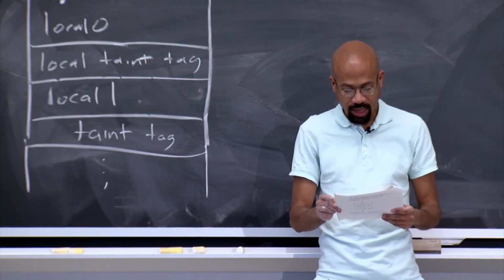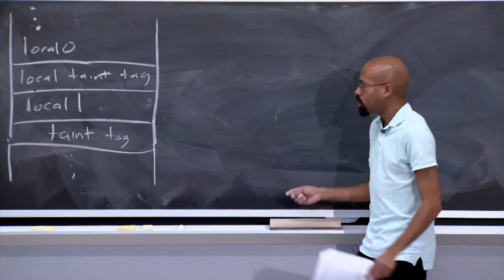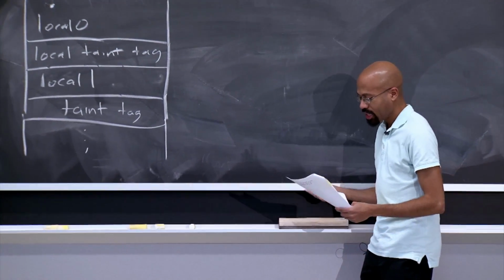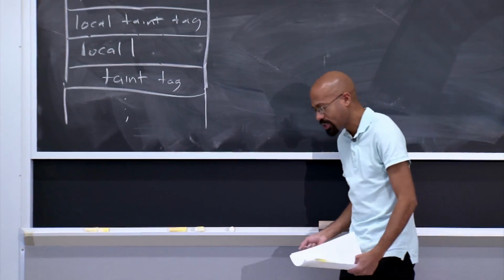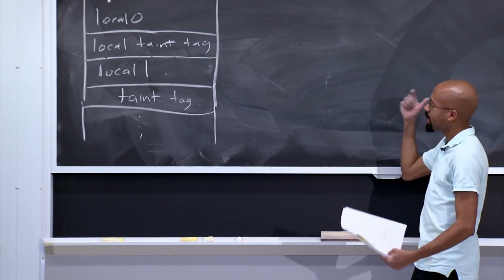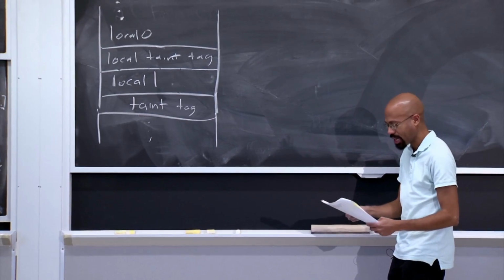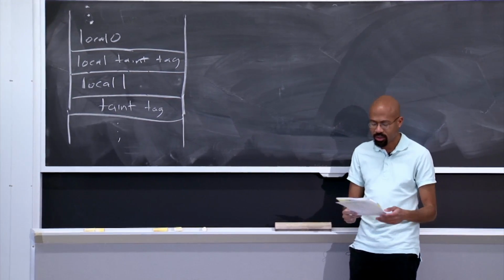Okay, so any questions up at this point? So I think that the rules for how information flows through the system are fairly straightforward. As we were discussing, it's basically taint from the right-hand side goes to the left-hand side. Sometimes, though, these information flow rules can have somewhat counterintuitive results.